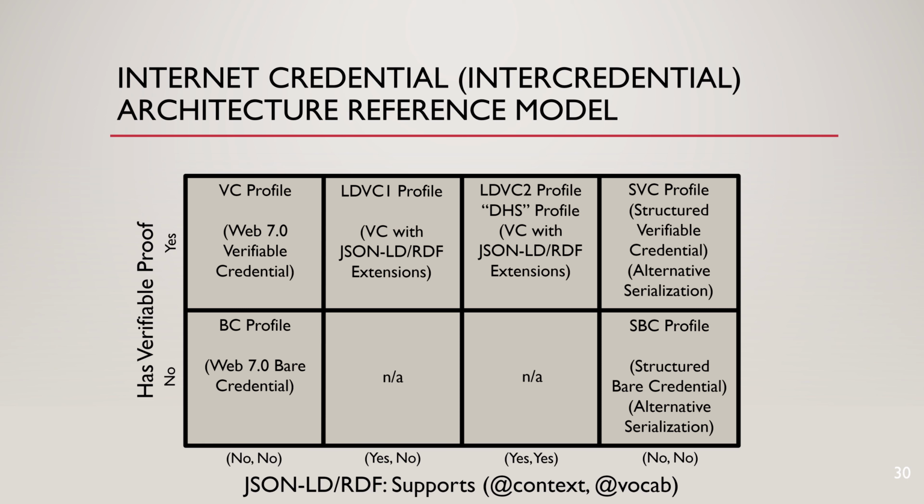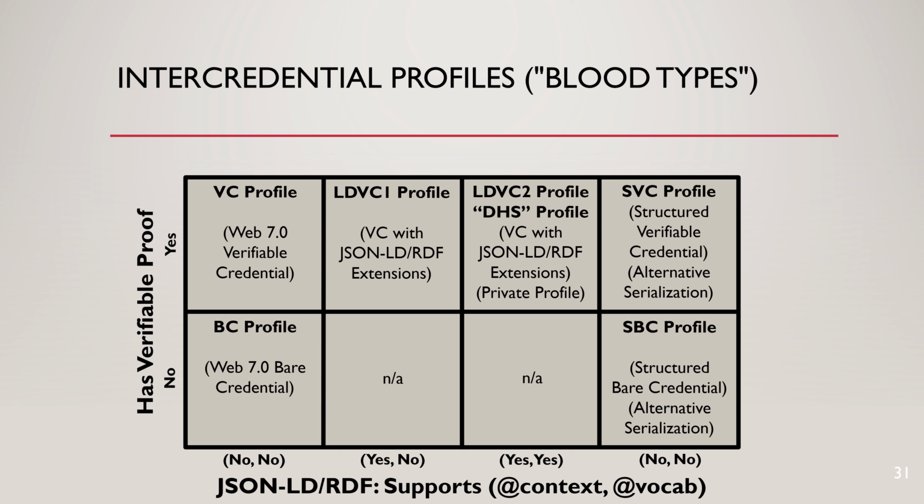So again, we're back to the internet credential architecture reference model, a 2x4 matrix. We're going to look at this version of the matrix. It's exactly the same as before, but we've highlighted the internet credential profiles, or the InterCredential blood types. So starting in the bottom left-hand corner, we have a bare credential. It's a credential that has an identity as one of its attributes or claims or properties. It does not have a verifiable proof.